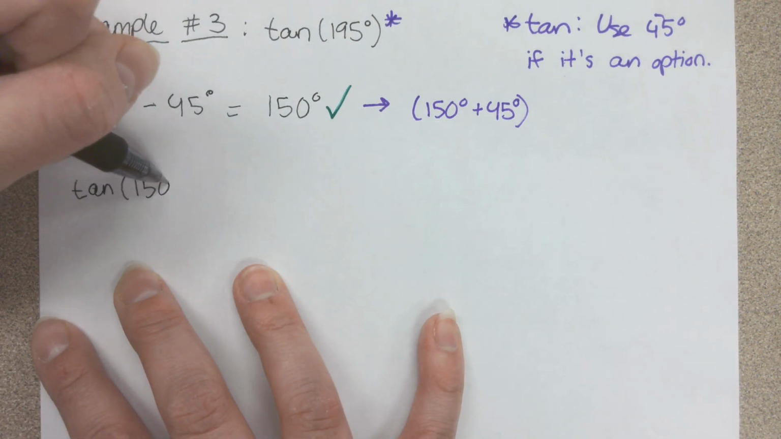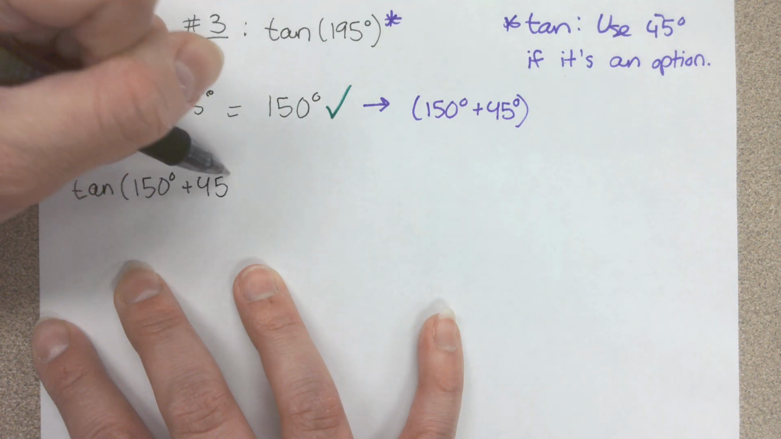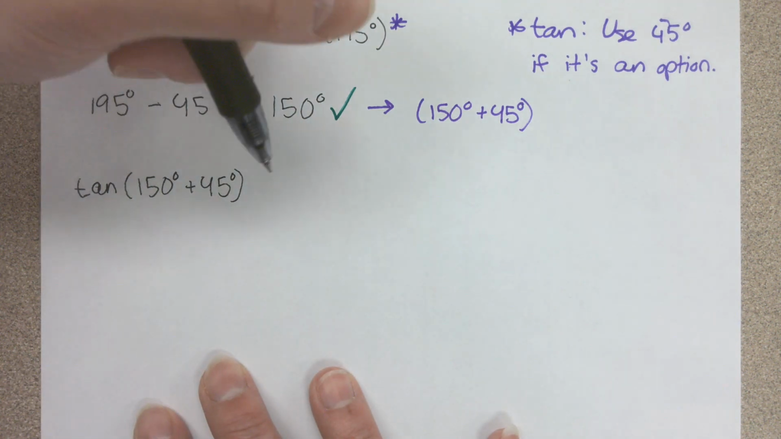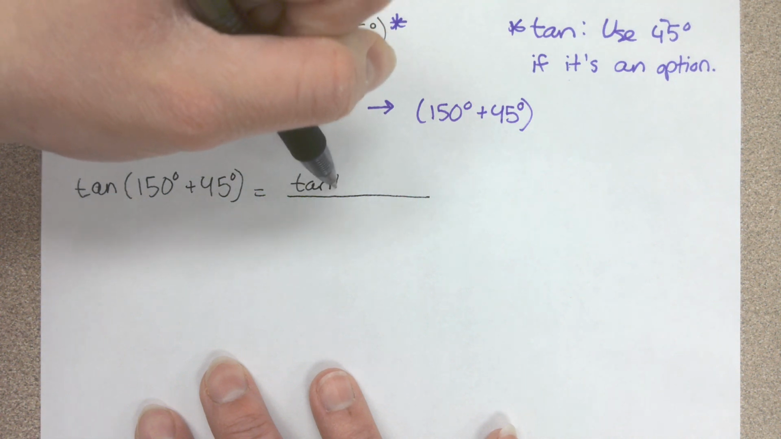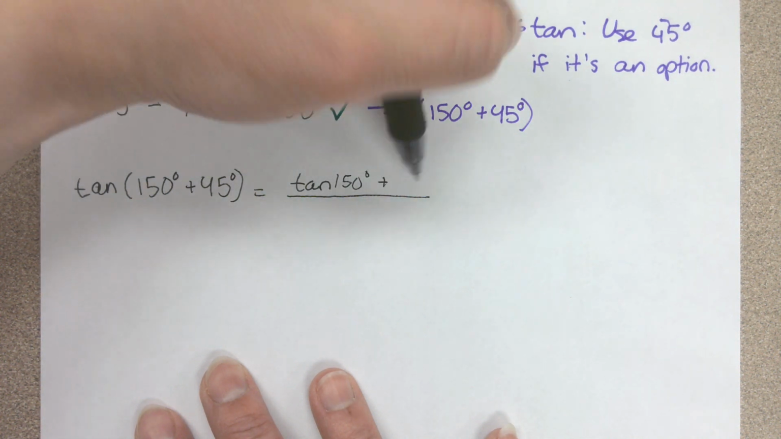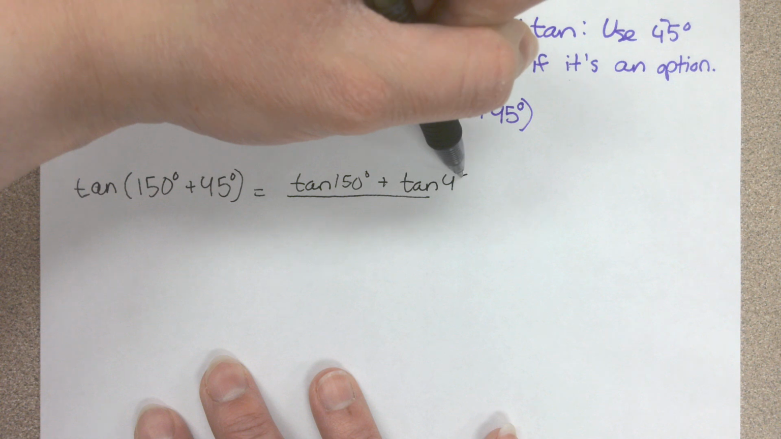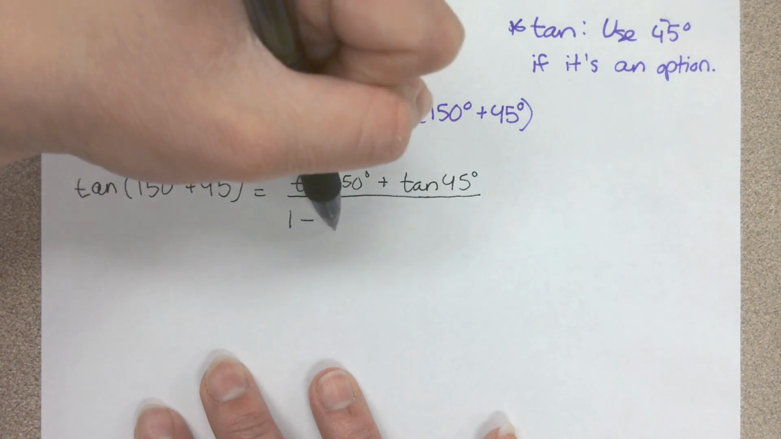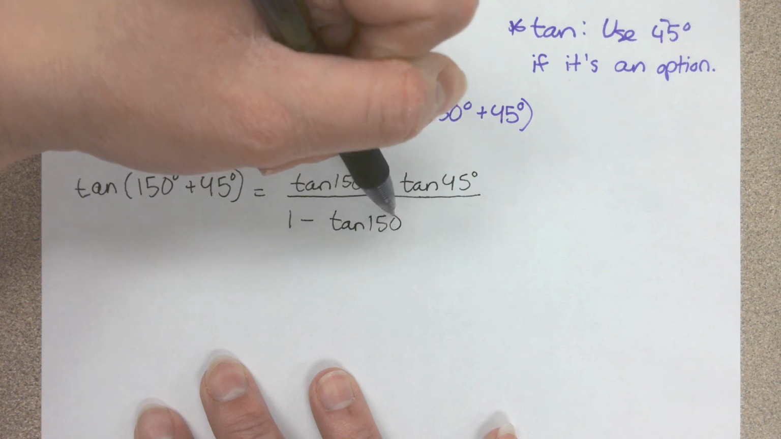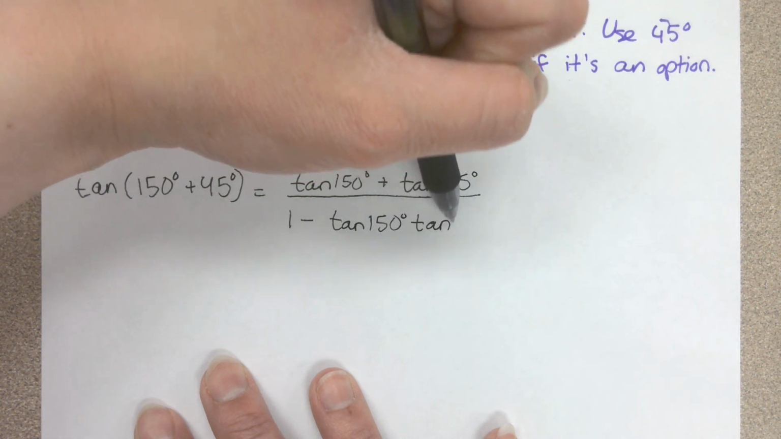Tangent of 150 plus 45 equals tangent of 150 plus tangent of 45 over 1 minus tangent of 150 times tangent of 45.